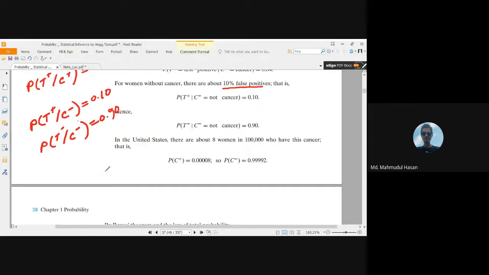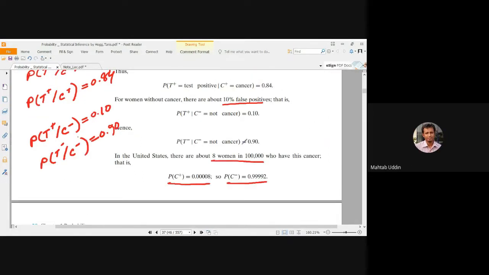In the United States, 8 women of 1 lakh have cancer. So the probability of having cancer is 8 by 1 lakh. So having no cancer is what? Their complements, right? Having no cancer is the complement of having cancer. I think you can understand. So 1 minus P(C plus). Exactly.